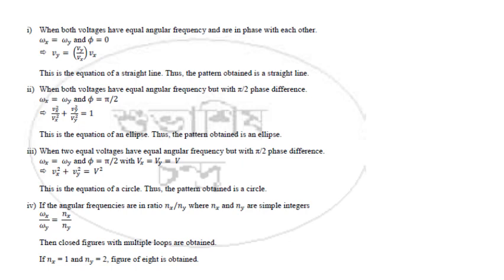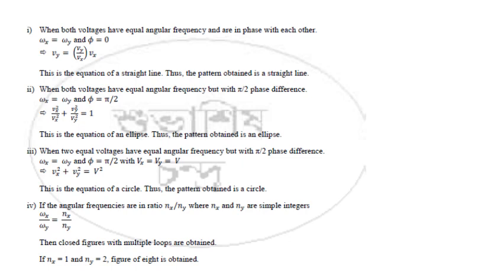When both voltages have equal frequency and are in phase with each other, then phi will be equal to 0 and omega x will be omega y. If we use this, then we will get the equation of a straight line. The pattern we obtain will be a straight line. So if your pattern is a straight line, you can say that both are having the same frequency and no phase difference.